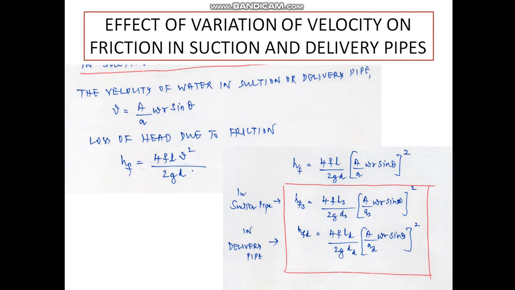When you apply for the suction pipe, you put suffix s, hfs equal to 4fLs by 2g ds, A by as omega r sin theta the whole square. Similarly, delivery pipe, hfd equal to 4fLd by 2g dd, A by ad omega r sin theta the whole square. That's all.